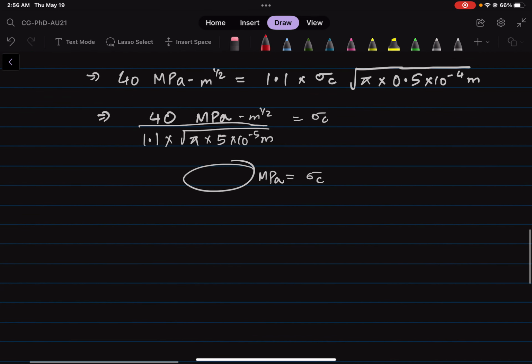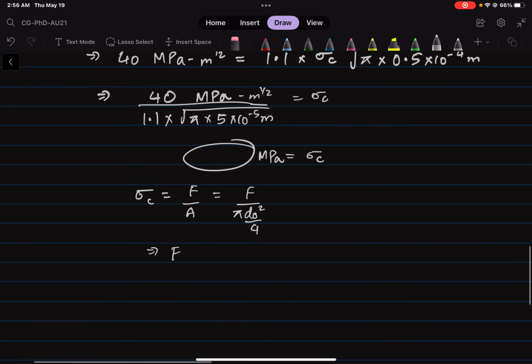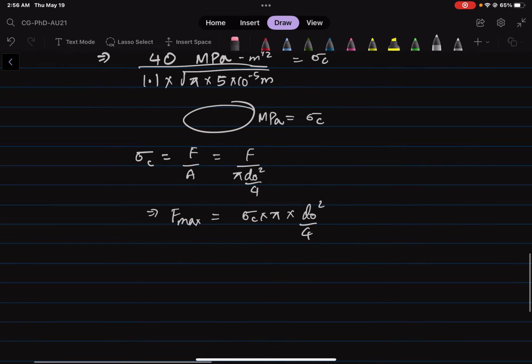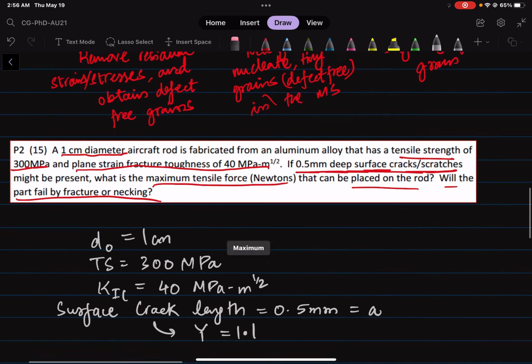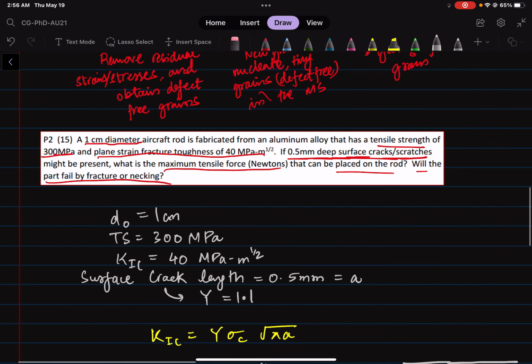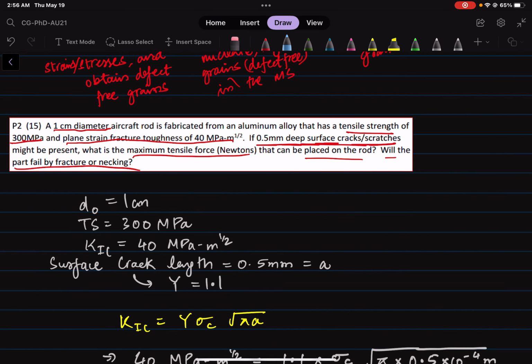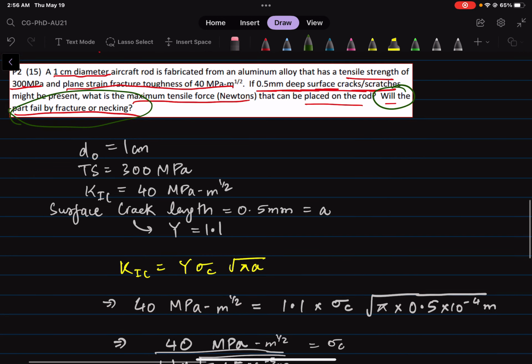So we know that stress equals force upon area, where the area is pi d naught square by 4. You can calculate the force max as sigma c times pi times d naught square by 4, where d naught is the diameter. And then to tell if the part will fail by fracture or necking?